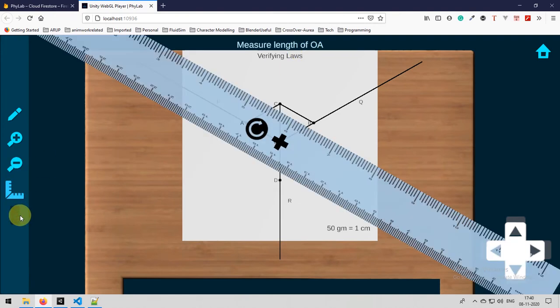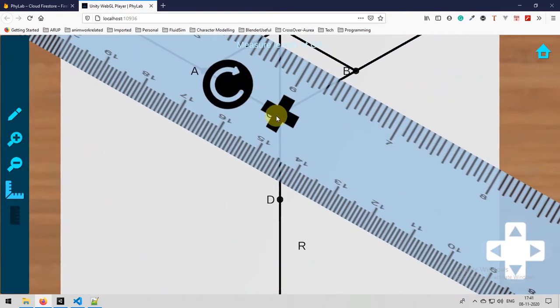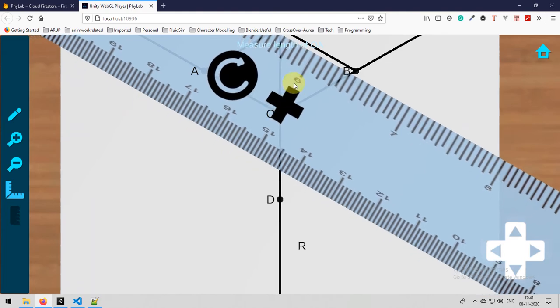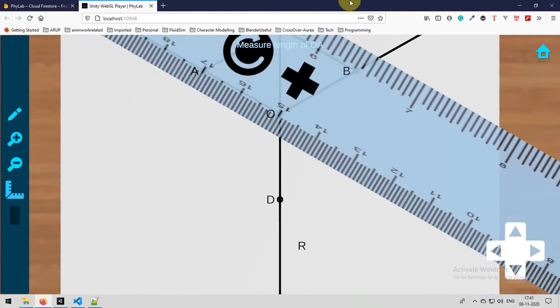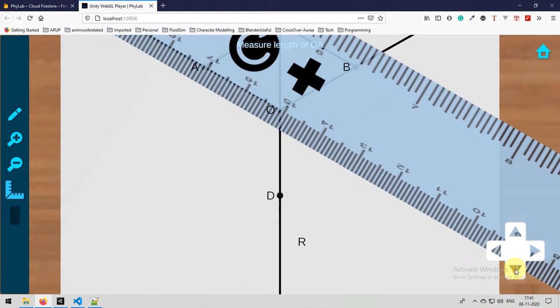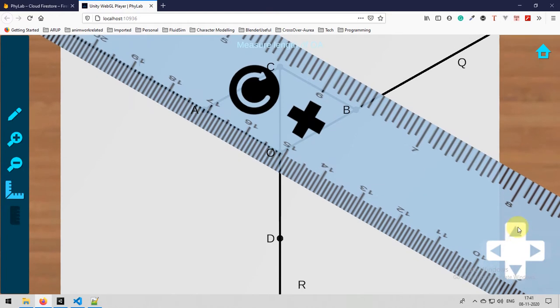Now click on the scale button. You will get a scale here, and you can use the zoom in button to zoom in a bit, and then you can move the scale or rotate the scale by using the 2 arrows. Click and drag on the 2 arrows. You can move or rotate the scale.